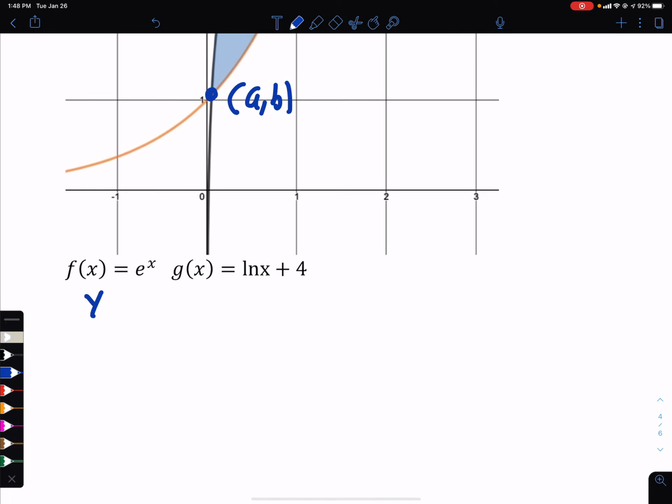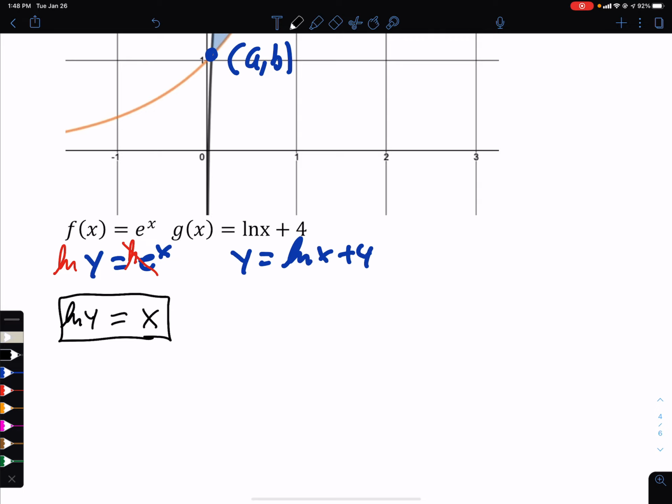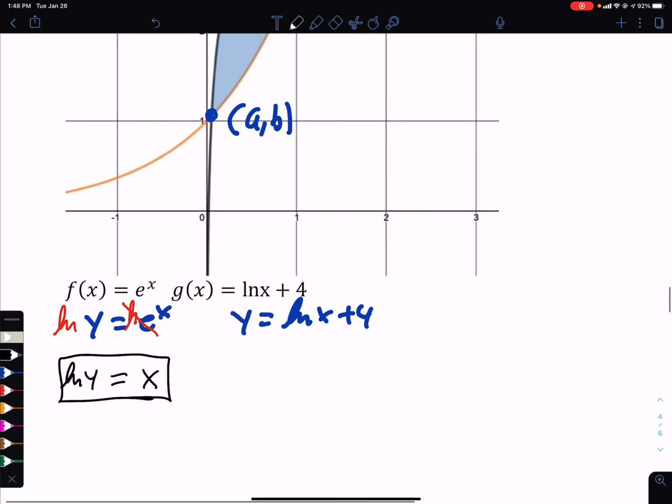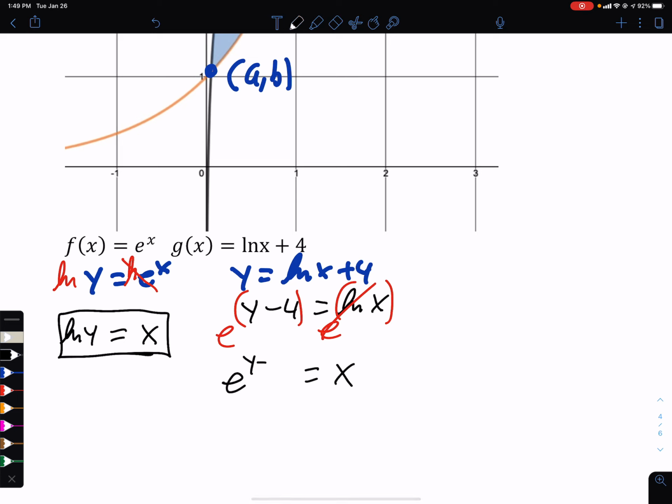So these are the y values here. I want the x values, so I need to solve for x. Here, ln is the inverse, and so those cancel. X is ln y. I have found my big X. Now I need to find the small x. Subtract 4 from both sides. How do you get rid of ln? The inverse function to that is e. So I e both sides so they cancel. And x equals e to the y minus 4. There is my small x.